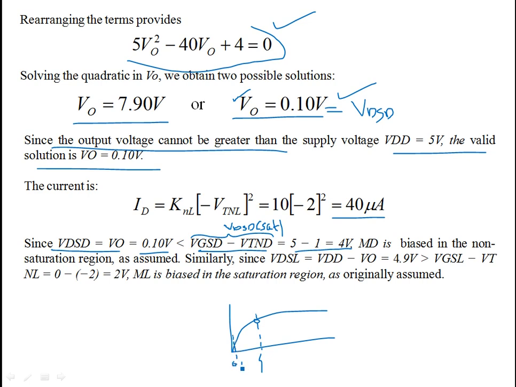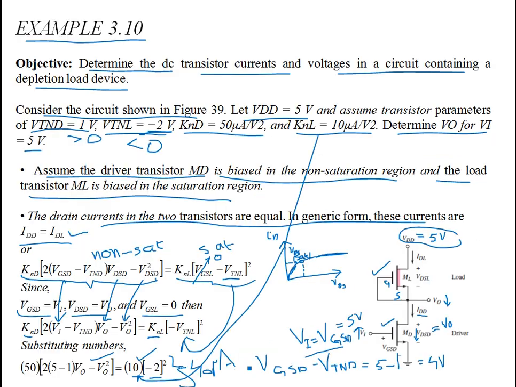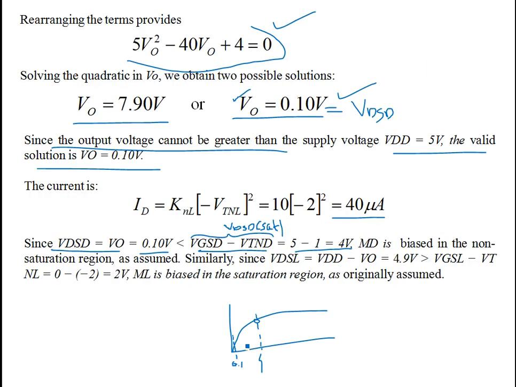Like I said before, for the inverter, if 5 volts is a large voltage compared to 1 volt, the output voltage is small, which means VDSD is small. So you're somewhere down the curve over here. That means you're in the non-sat region. This is for the driver transistor. The driver transistor is therefore biased in the non-sat region, as we assumed before.